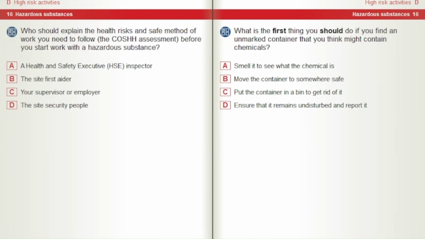Who should explain the health risks and safe method of work you need to follow, the COSHH assessment, before you start work with a hazardous substance? A Health and Safety Executive HSE Inspector. The Site First Aider. Your supervisor or employer. The Site Security People.